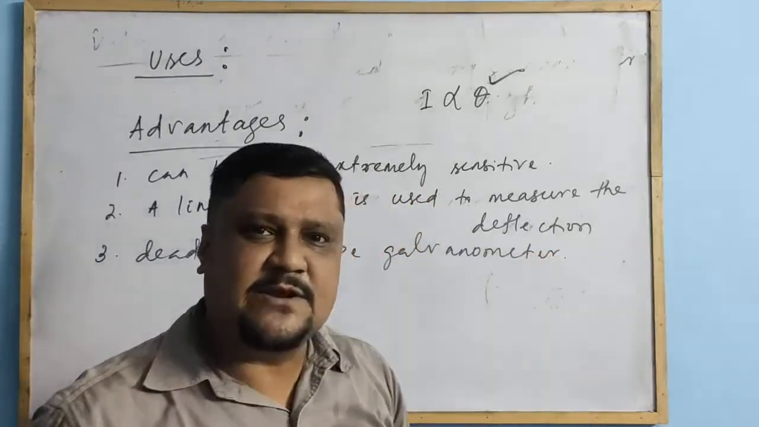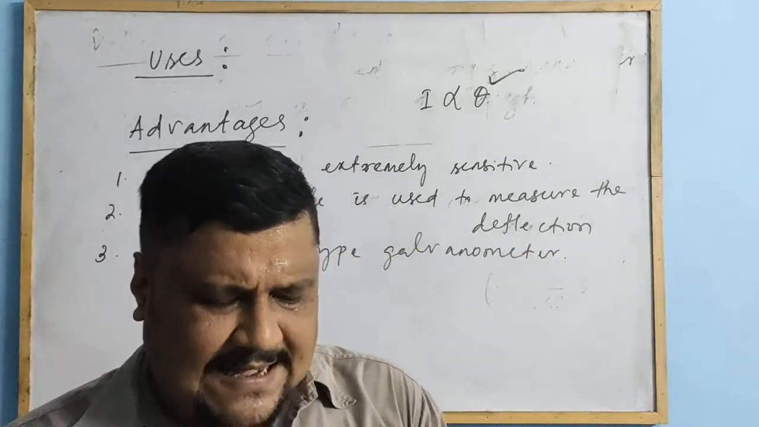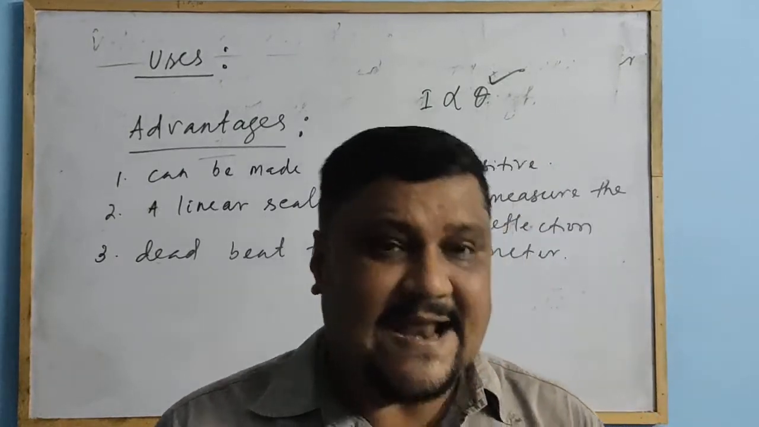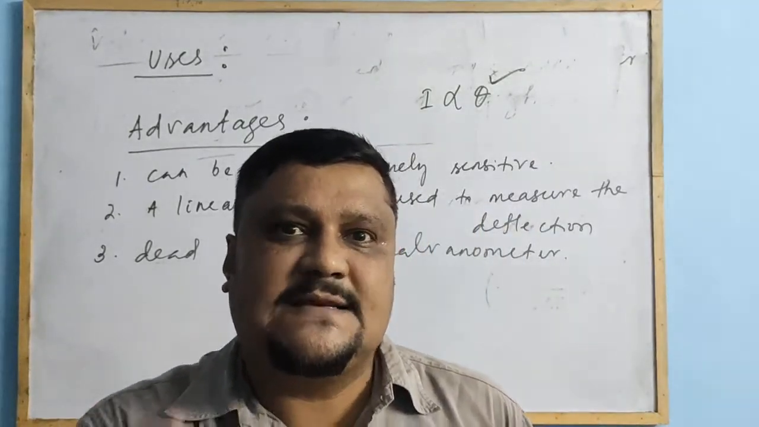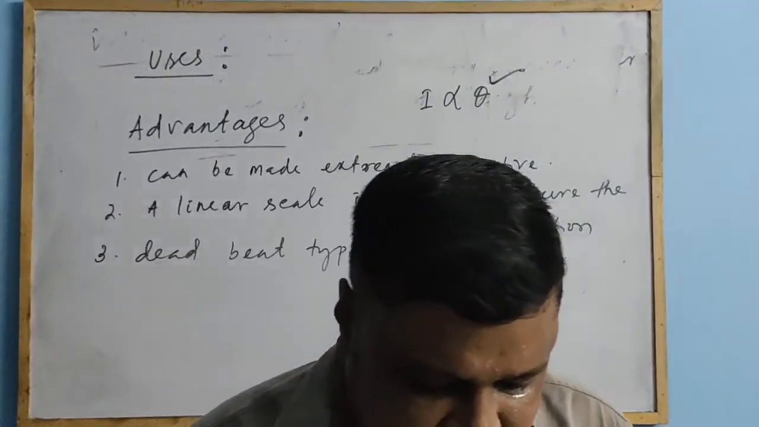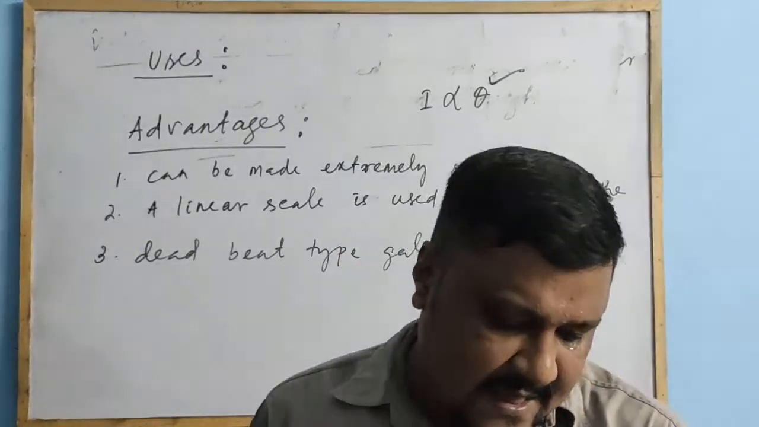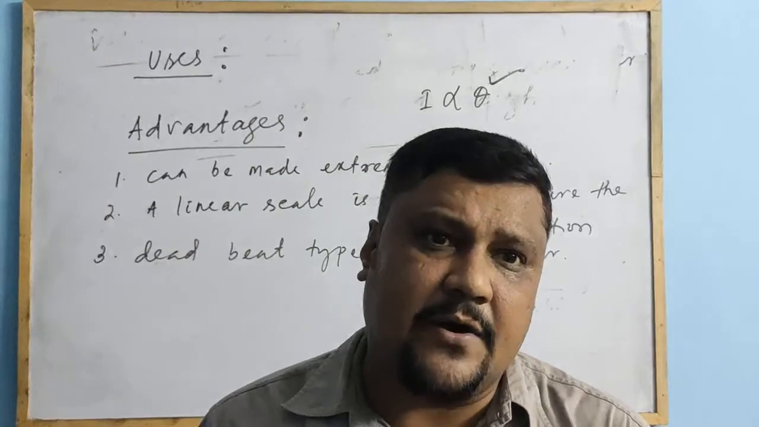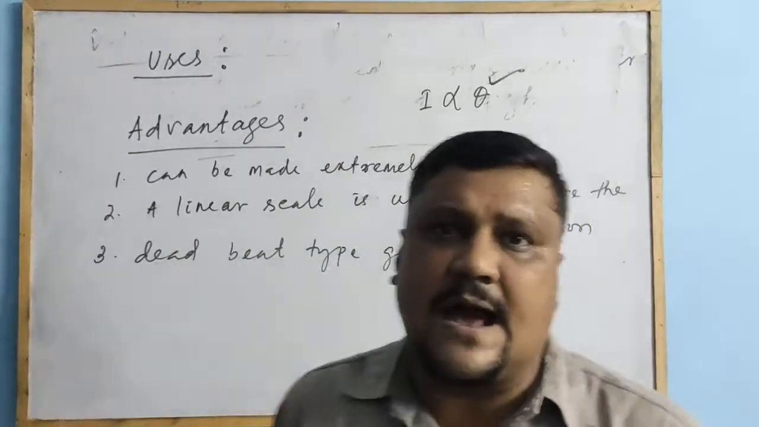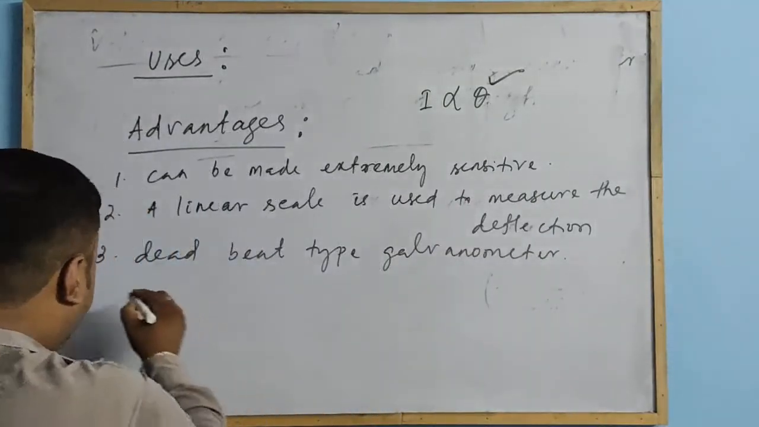Then the question arises in your mind, what is the deadbeat type galvanometer? Remember this thing: a steady deflection, meaning a constant deflection, is always obtained. A steady deflection is obtained without the oscillations of the coil, right? So that is the deadbeat type galvanometer. The steady deflection is obtained.